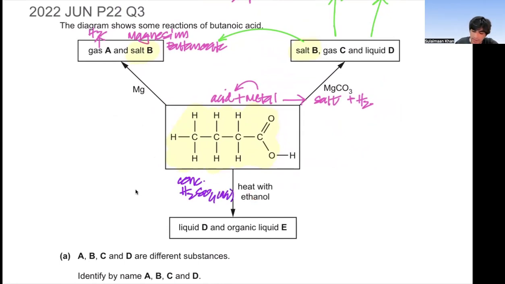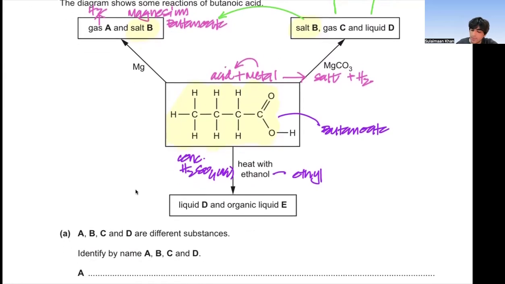So if you heat it with ethanol and provide conc H2SO4, what you realize is a carboxylic acid and an alcohol would react to form organic liquid E, which is an ester, right? So ester की naming कैसी होती है? This ethanol, because it loses a hydrogen, will become ethyl, and this butanoic acid, because it loses the OH, will become the butanoate ion. So it's going to be called ethyl butanoate. This liquid E is called ethyl butanoate.